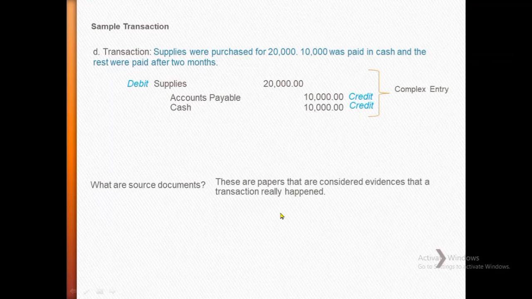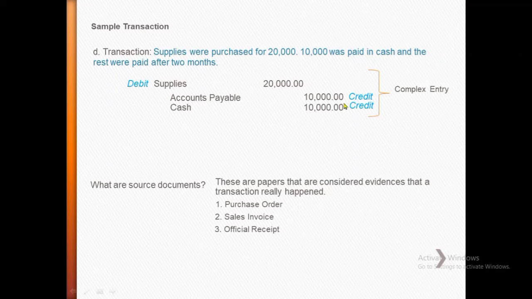These are actually papers that are considered evidences that a transaction really happened. Examples of which are the purchase order, sales invoices, and official receipts from your supplier, for example. So that's it for the source documents.